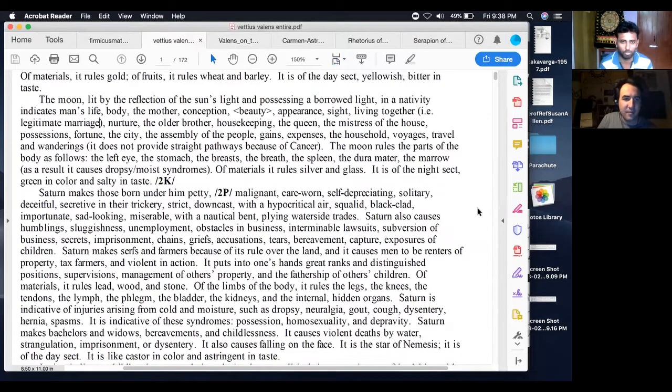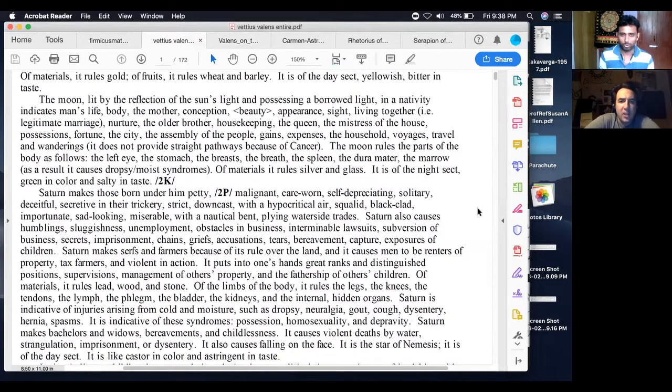There are a lot of things that are quite different that I'm seeing with regard to the moon, because I can understand the mistress of the house, because mother is the mistress of the house. So that is easily relatable. Queen, that's cool. Older brother, I think this is the first time I'm seeing that it has been given to the moon.